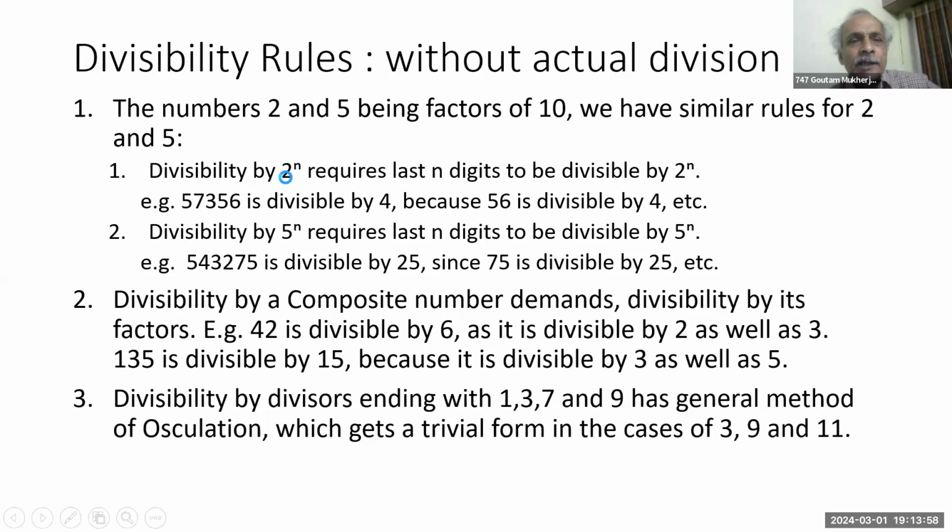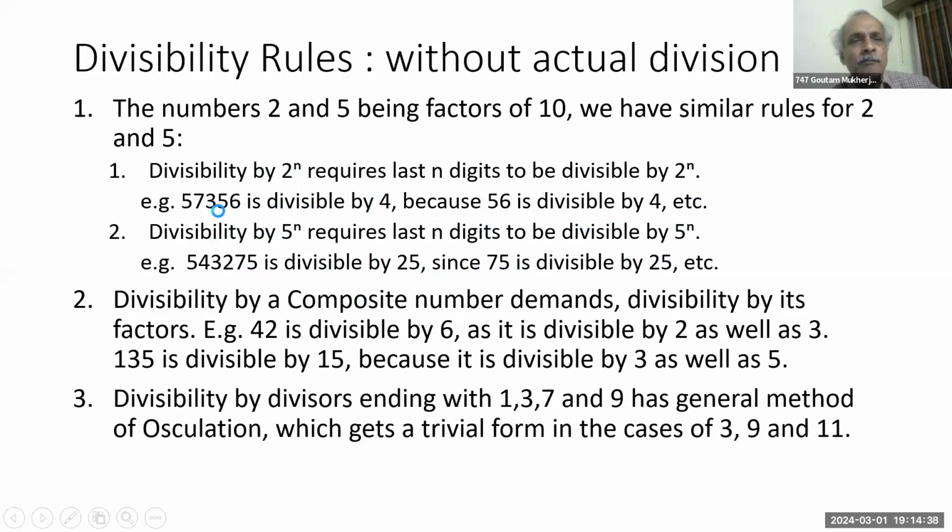Divisibility by 2 to the power n requires the last n digits to be divisible by 2 to the power n. For example, 57356 is divisible by 4 because 56 is divisible by 4, and divisible by 4 automatically implies divisible by 2 also. Similarly, divisibility by 5 to the power n requires the last n digits to be divisible by 5 to the power n. This number is divisible by 25 since the last two digits are divisible by 25.